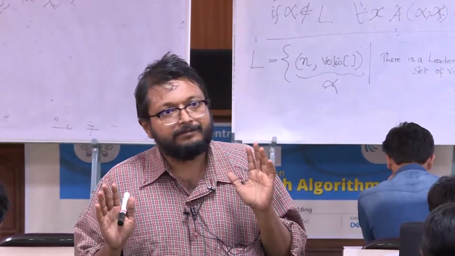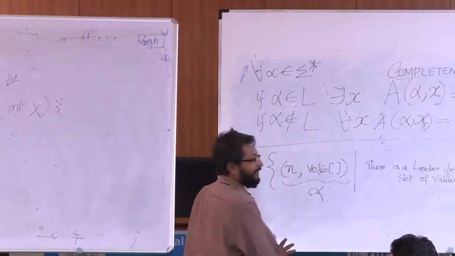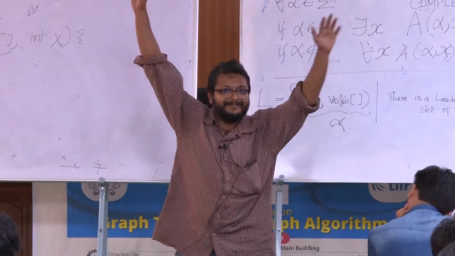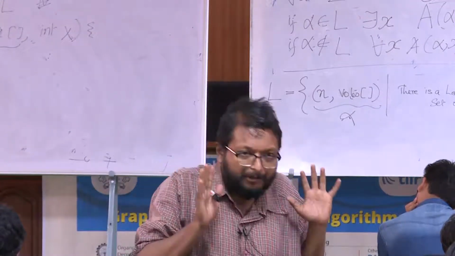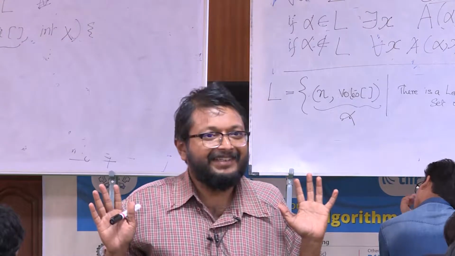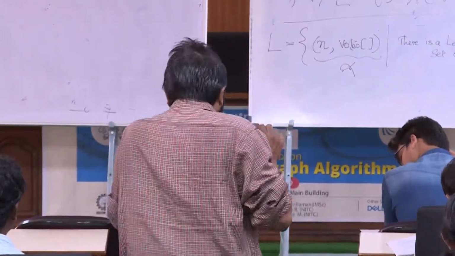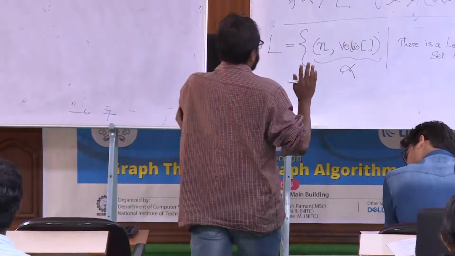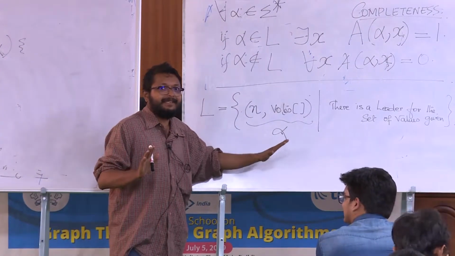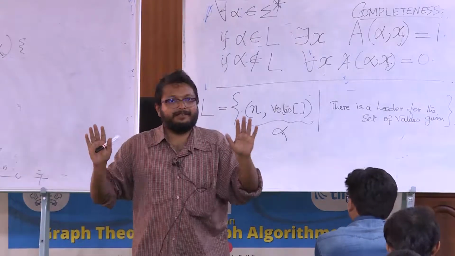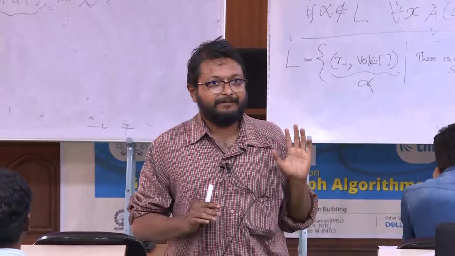Let's be very concrete instead of being abstract. I want to check whether this system has a leader or not. Is the problem in the first place clear? I am given this, and I want to check whether this guy has a leader or not. This is my problem. I want to design a verifier for this.